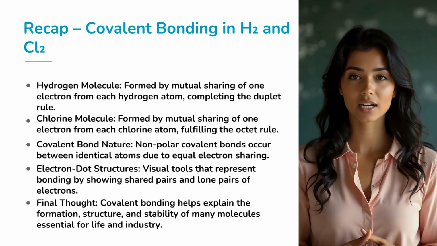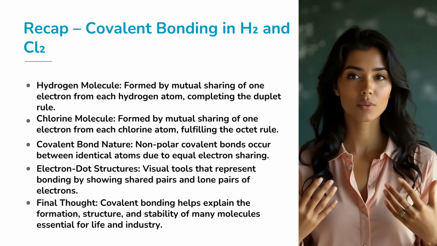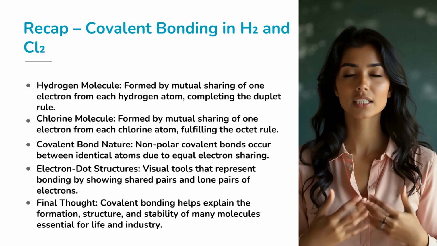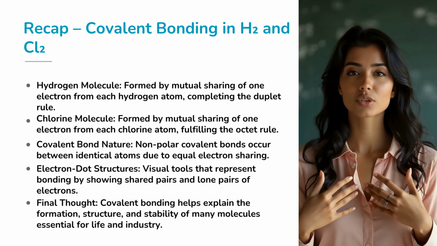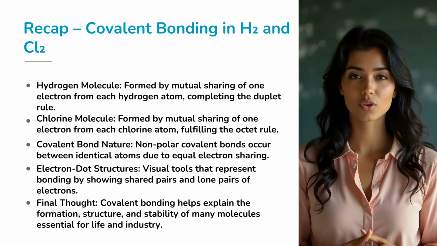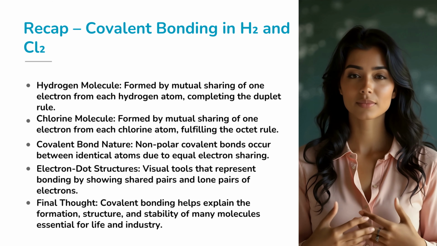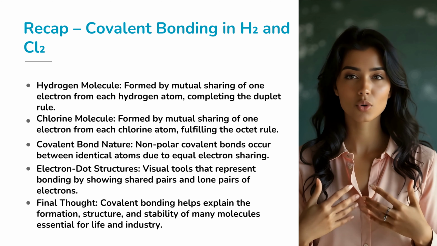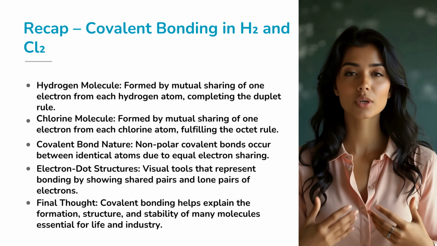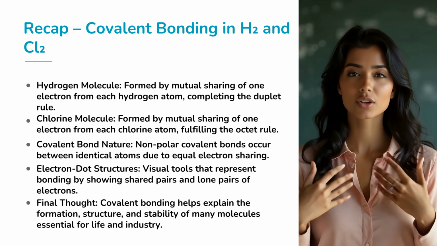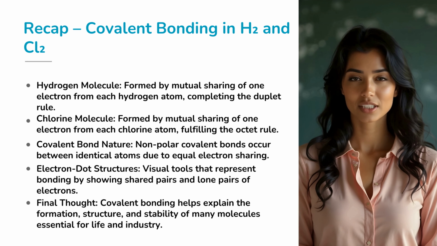So let's quickly revise what we learned today. Hydrogen atoms share one electron each to form H2 gas, a molecule with a single covalent bond and a stable duplet configuration. Chlorine atoms do the same, sharing one electron each to form Cl2 gas, with both atoms attaining the stable octet configuration. These are classic examples of nonpolar covalent bonding, equal sharing between identical atoms. We used electron-dot structures and orbit diagrams to visualize this bonding, helping us understand how atoms achieve stability.